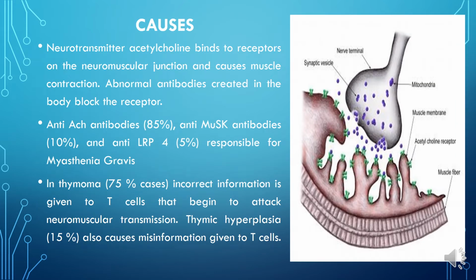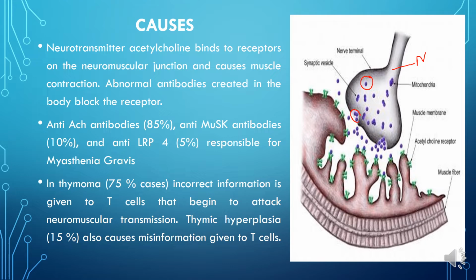Causes of myasthenia gravis. This is the nerve cell, and these violet colored dots are the acetylcholine, which is basically a neurotransmitter that is produced in the axonal region of the nerve, and they are released.